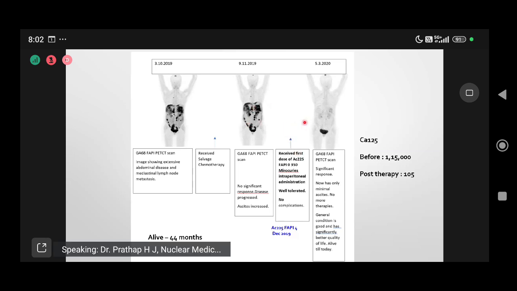Once with the actinium FAPI therapy, the response of the entire disease was like this. This is the urinary bladder uptake. The patient was very responsive, and she is alive even 44 months after this therapy.